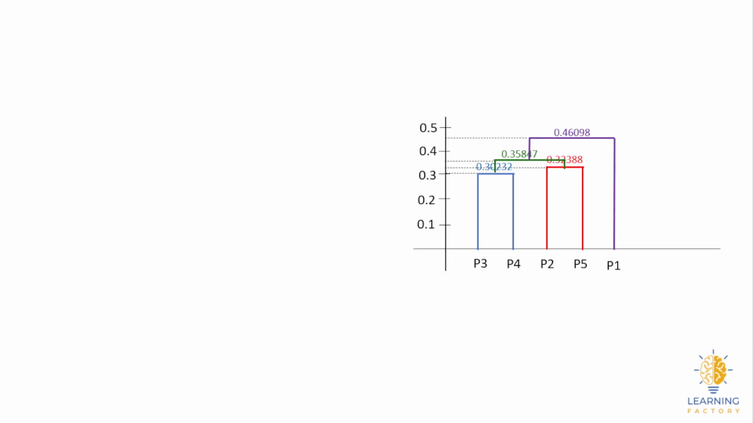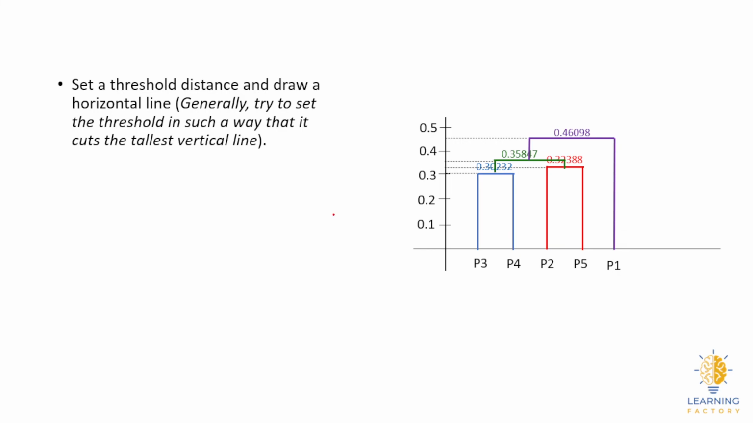And now the next step that we are going to do is we are going to form the clusters using this dendrogram. So there is one way to come up with the clusters based upon the dendrogram, and that is we are going to set a threshold distance and draw a horizontal line. Generally, we should try to set the threshold in such a way that it cuts the tallest vertical line. So in our dendrogram, the tallest vertical line is this, right? So it should cut the tallest vertical line.